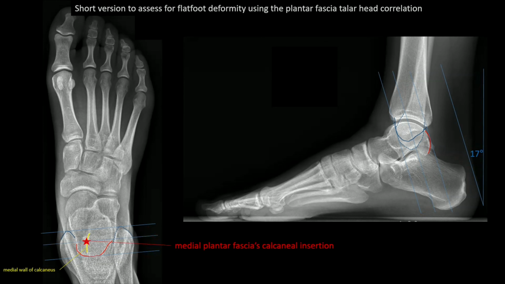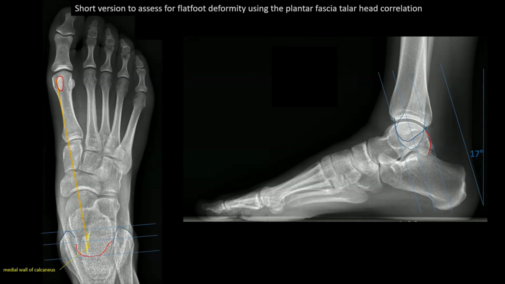The medial plantar fascia's calcaneal insertion is located at the intersection of the third line and the sclerotic line representing the medial wall of the calcaneus. A connecting line is drawn between the medial plantar fascia's calcaneal insertion and the medial border of the tibial sesamoid. This line represents the medial border of the plantar fascia.